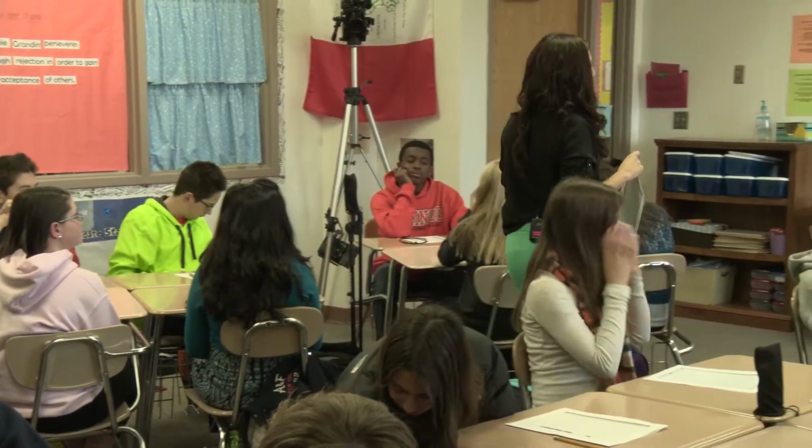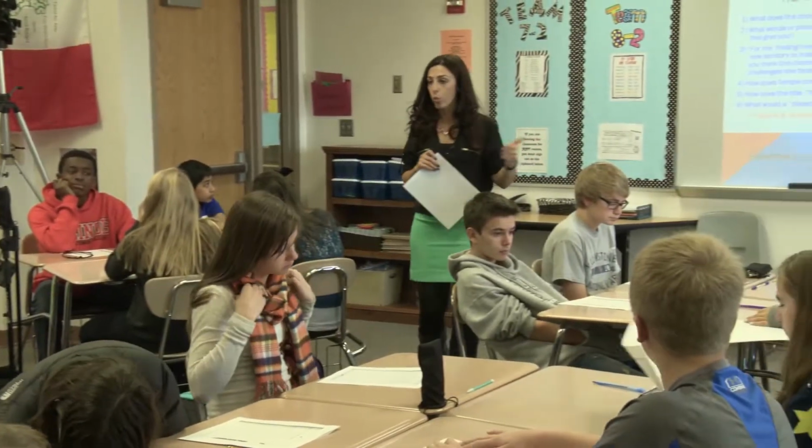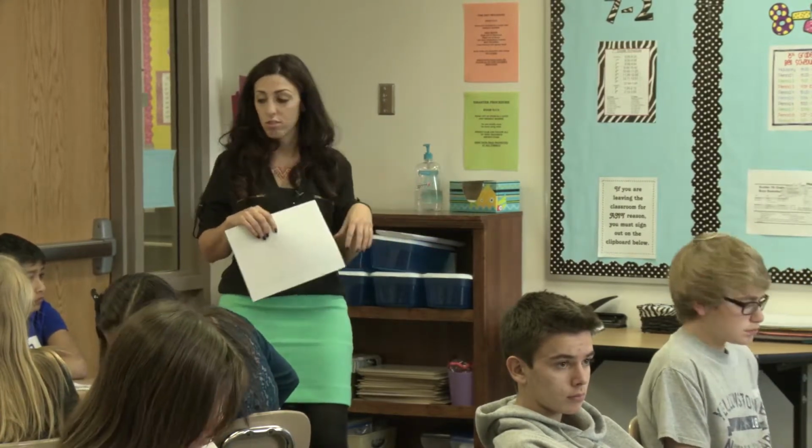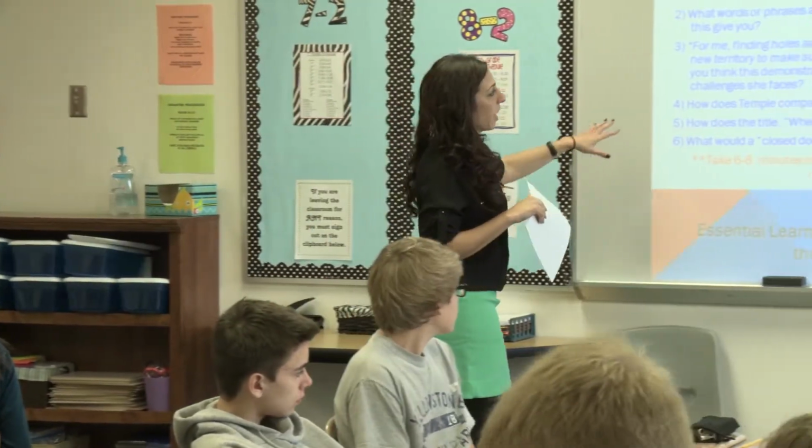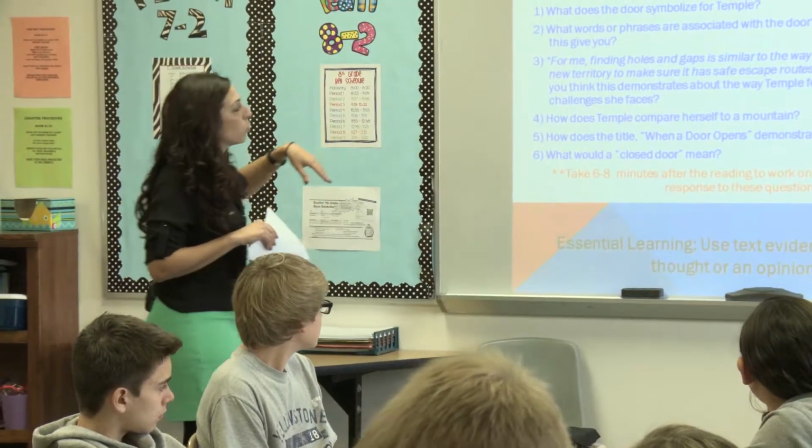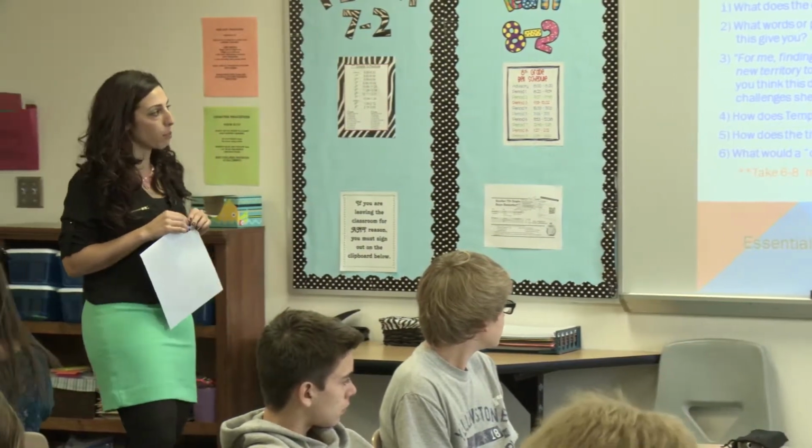So taking a look at what they say up there, what does the door symbolize for Temple? So what does it mean to her? Wherever you find that in the text, you might want to take note of that. What words or phrases are associated with the door? So what does the door mean to her? Does it have a positive connotation, negative connotation? I've got a quote there for number 3. It says, for me, finding holes and gaps is similar to a way a wary animal surveys new territory to make sure it has safe escape routes and passages. So taking a look at that specific quote, what does that show about how she feels with the challenges she's facing? Okay. How does Temple compare herself to a mountain?